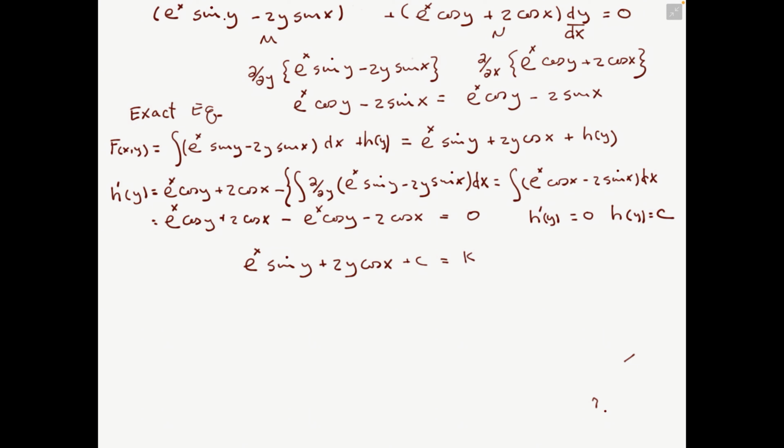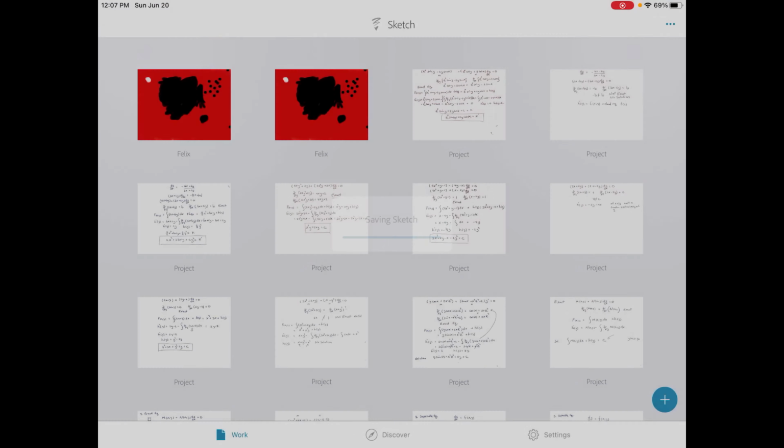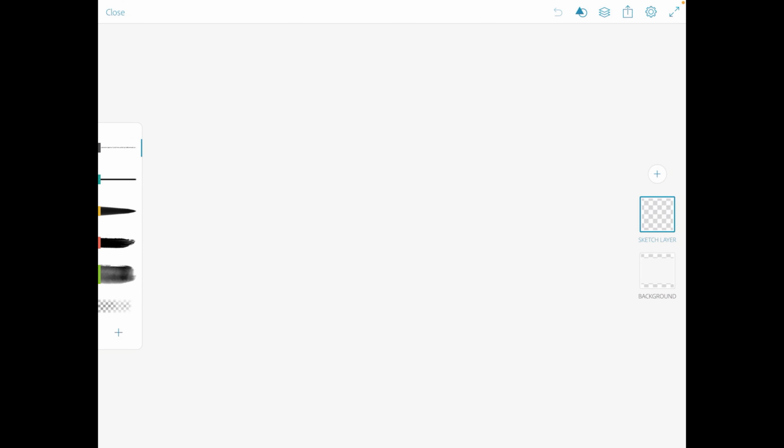So our solution then is e to the x sine y plus 2y cosine x plus a constant is equal to a constant, and you can combine the constants, and we just have e to the x sine y plus 2y cosine x is equal to some other constant. And that's it. That's our solution.